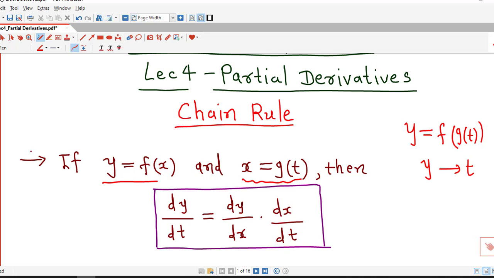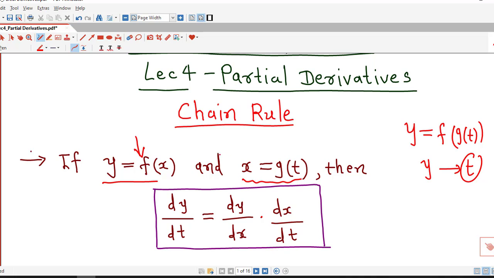If the value of x is put in y equal to f(x), then y becomes a function of t also. So y is directly a function of x and indirectly it is a function of t. So if we want to find the derivative of y with respect to t, we have to apply chain rule. We first differentiate y with respect to x, and in the product we write the derivative of x with respect to t. So this is chain rule for ordinary derivatives.